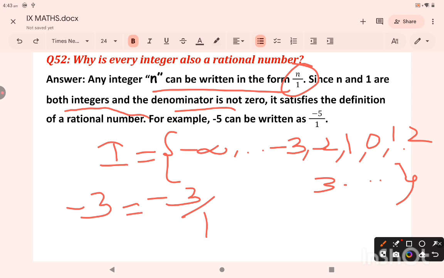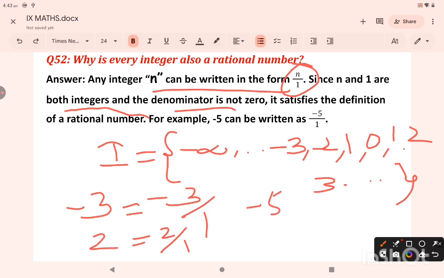And minus 3 can be written in the form of minus 3 by 1, that is in the form of p by q. Suppose for another example, 2. 2 is an integer. Here 2 can be written as 2 by 1. This is in the form of p by q. Both p comma q are integers, q not equal to 0. These two conditions are satisfied here. Therefore, minus 3 is an integer, that is a rational number. 2 is an integer, that is a rational number.